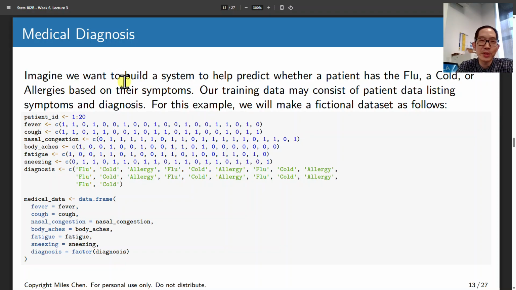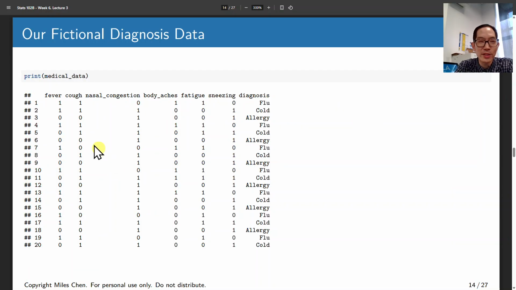And so here we want to take some data and try to predict if the patient has the flu, a cold, or allergies based on their symptoms. Our training data might consist of some patient listings along with their symptoms and their diagnosis, okay? Here is just a fictional data set. We have fever, cough, nasal congestion, body aches, fatigue, and sneezing, and we'll put this together into our fictional data set.